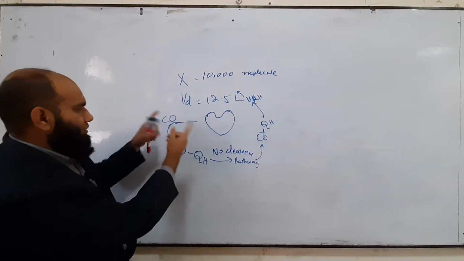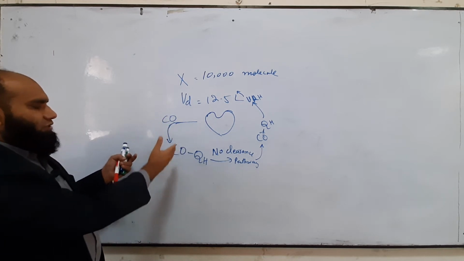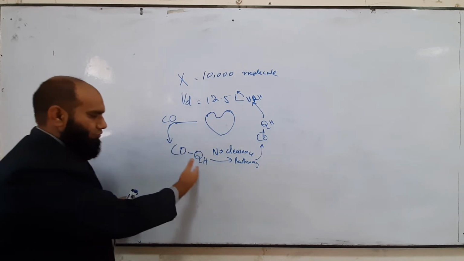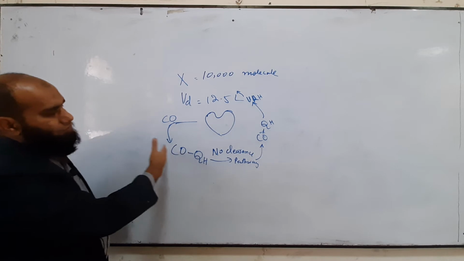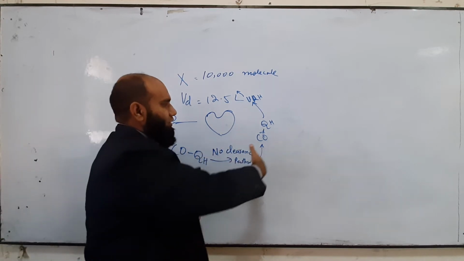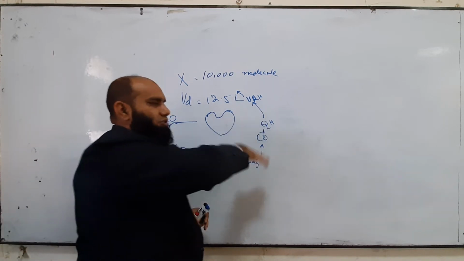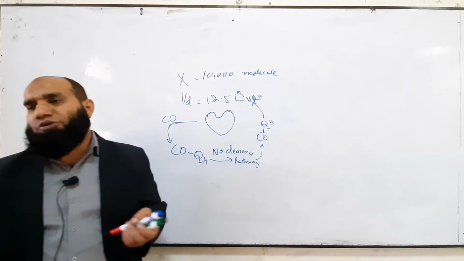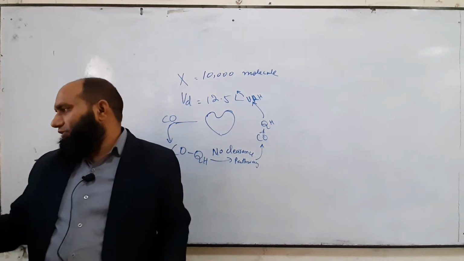So the concept is very simple. It's cardiac output, and then its flow rate toward the hepatic system. Then there is no clearance. It is the same scenario, with the same number of drug molecules passing.